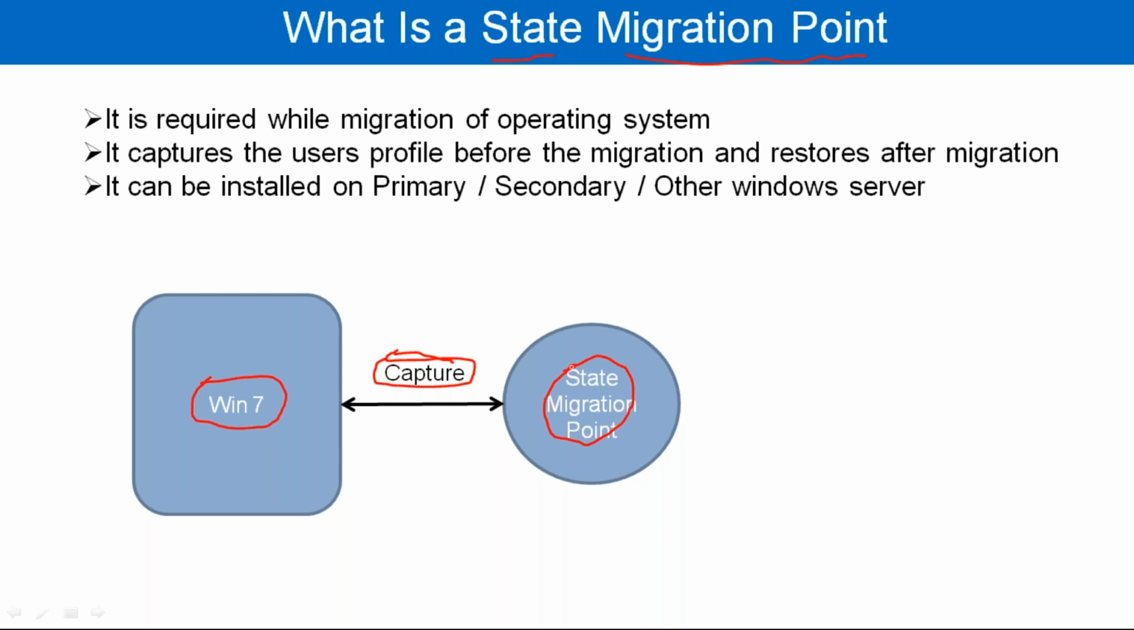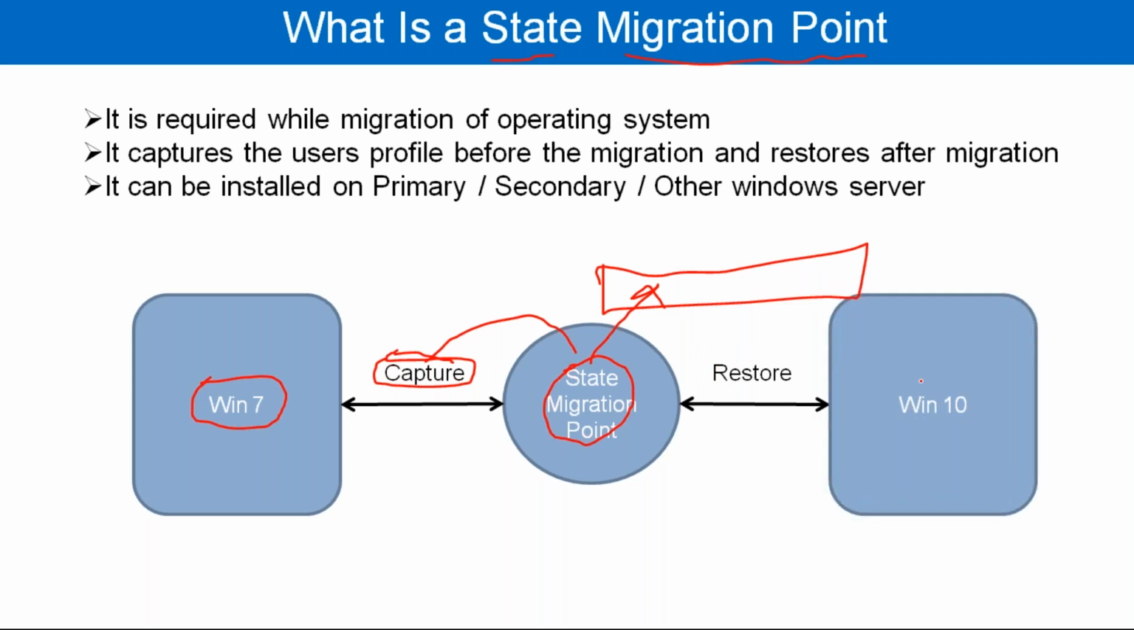So a state migration point comes into the picture. It will capture all those information on a network share. So on this share, it will save all these files. And when the operating system is upgraded from Windows 7 to Windows 10, then it will restore the settings back on this computer. So whatever you had in Windows 7, all those users profile will be restored on that computer.